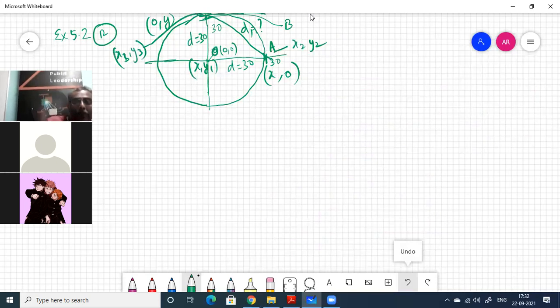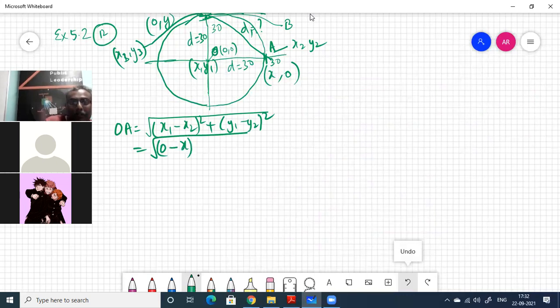Now what you have, O is 0, 0. So OA is equal to root of x1 minus x2 the whole square plus y1 minus y2 the whole square. X1 is also 0. X2 is what we don't know, minus x whole square plus y1 is 0, 0 minus 0 the whole square, because this one is lying on the x-axis. So this is x squared. OA is equal to root of x squared.